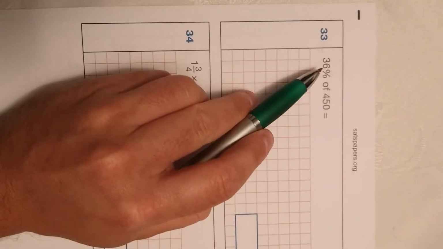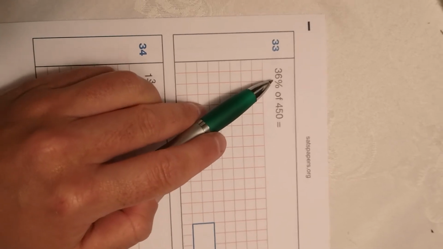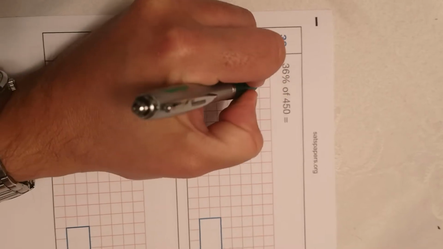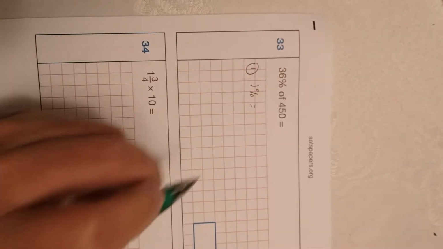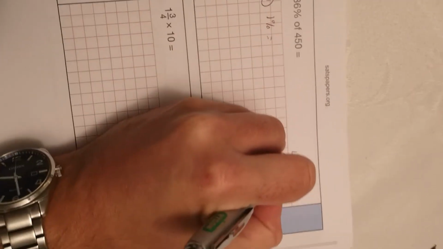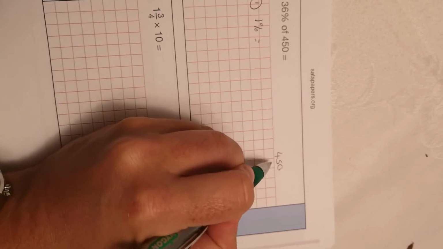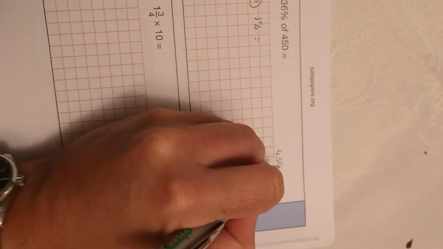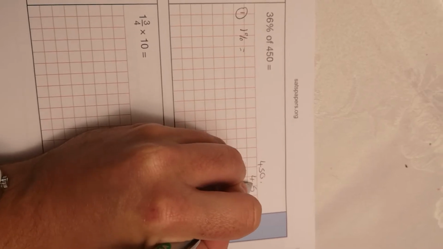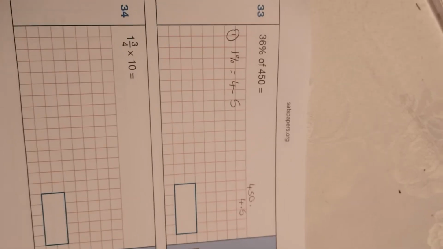Question 33. We looked in the first video at finding a percentage of a number. So this time we're looking to find 36% of 450. Remember, step 1, we want to start by finding 1% of that number. So 1% of 450: if I've got 450 and I'm looking to find 1%, I'm dividing it by 100. Everything moves across 2 spaces to the right. So 4, and there's the 5. Decimal point goes in. So 1% is 4.5.